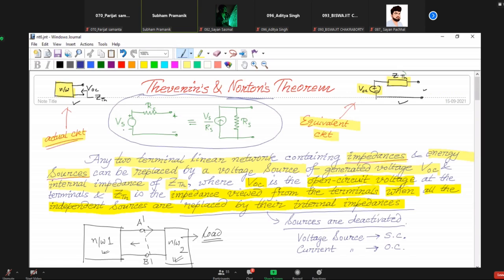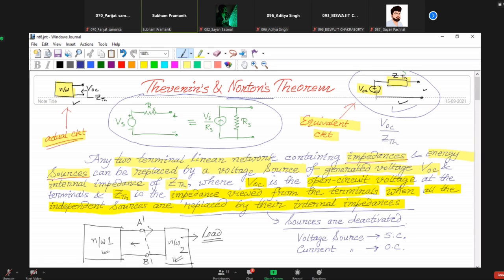You know how to convert this. If you have an equivalent circuit like this, which is the Thevenin equivalent circuit, you can always convert this into a Norton equivalent circuit. You know how this conversion takes place. The corresponding equivalent current source will be ES by RS, and that RS will come in parallel.